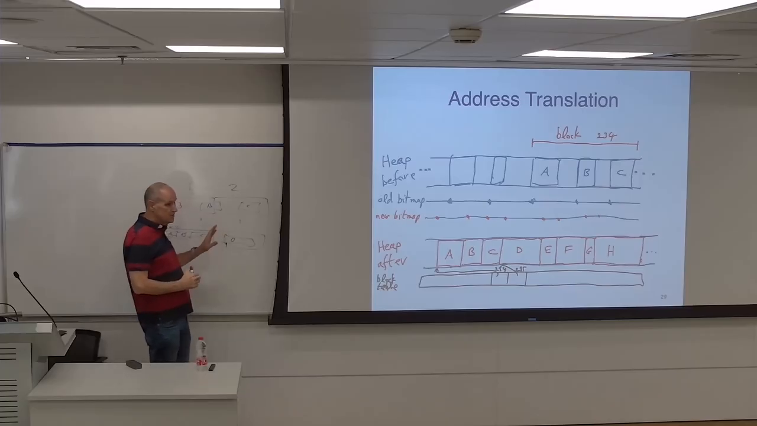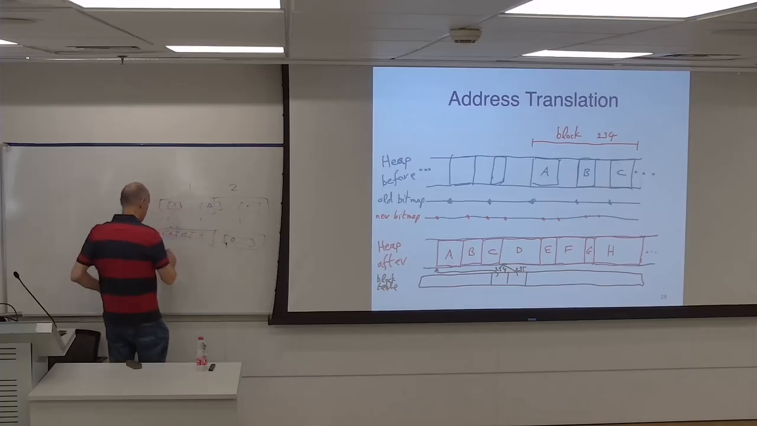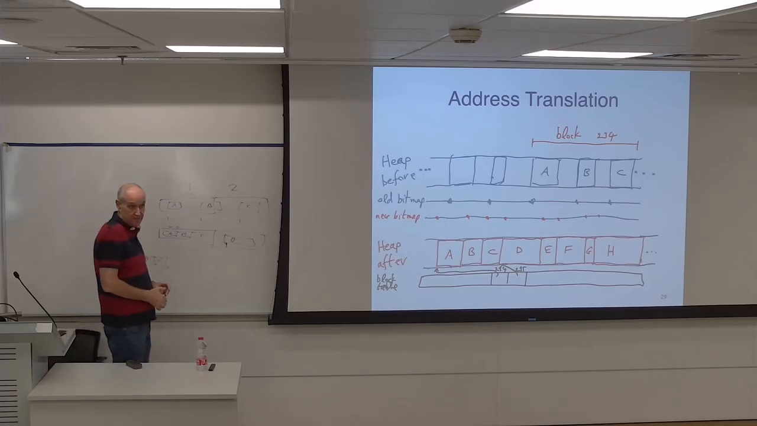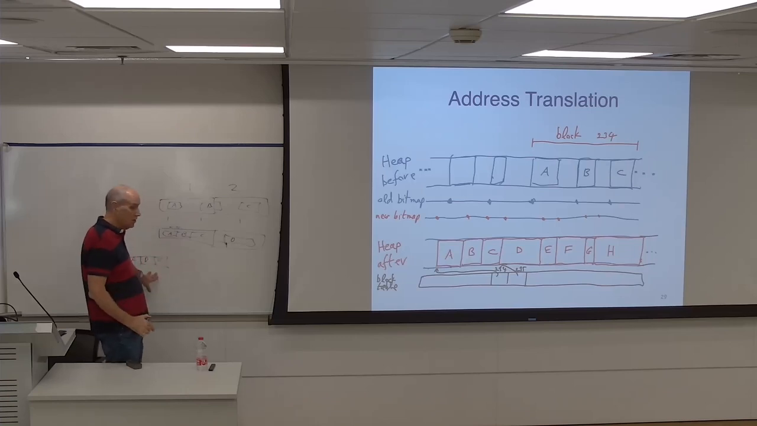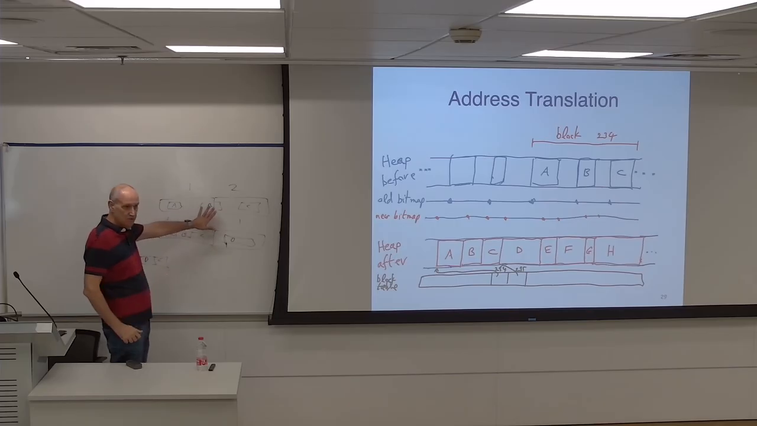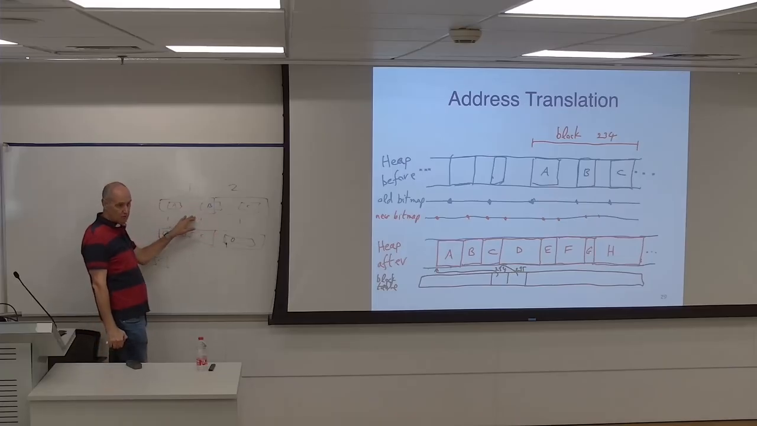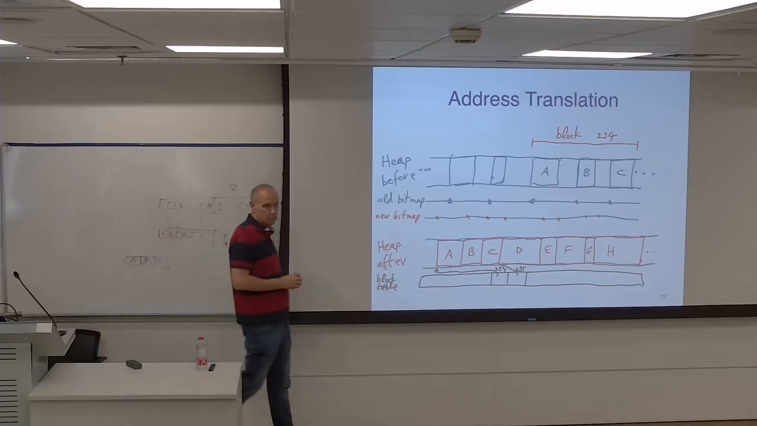So after I move, suppose it moves here. A, B, and C will go to some place in the new heap. I don't care about blocks here. It does not serve me in any sense. I only care about blocks before the move. In any of this computation of where objects move, I only care about blocks before the move. After the move, I don't care about blocks.